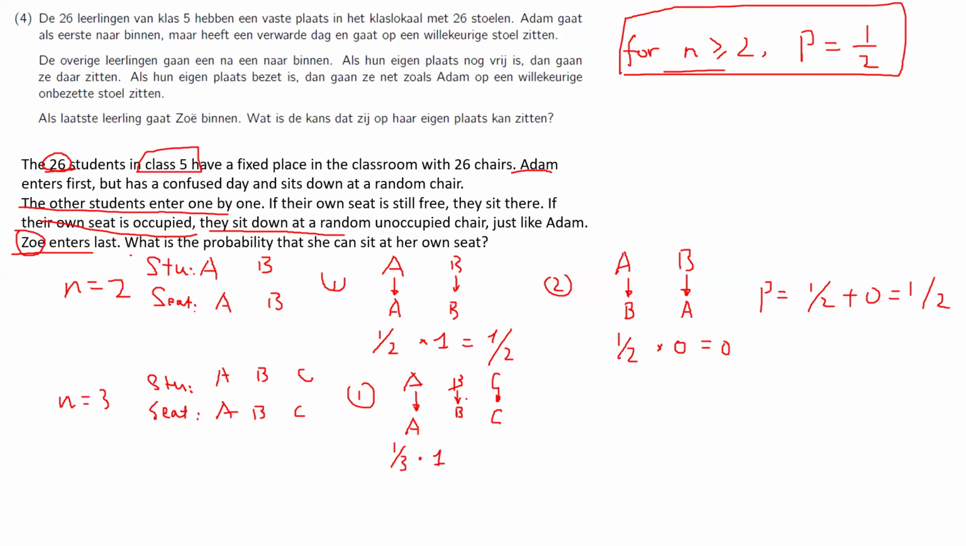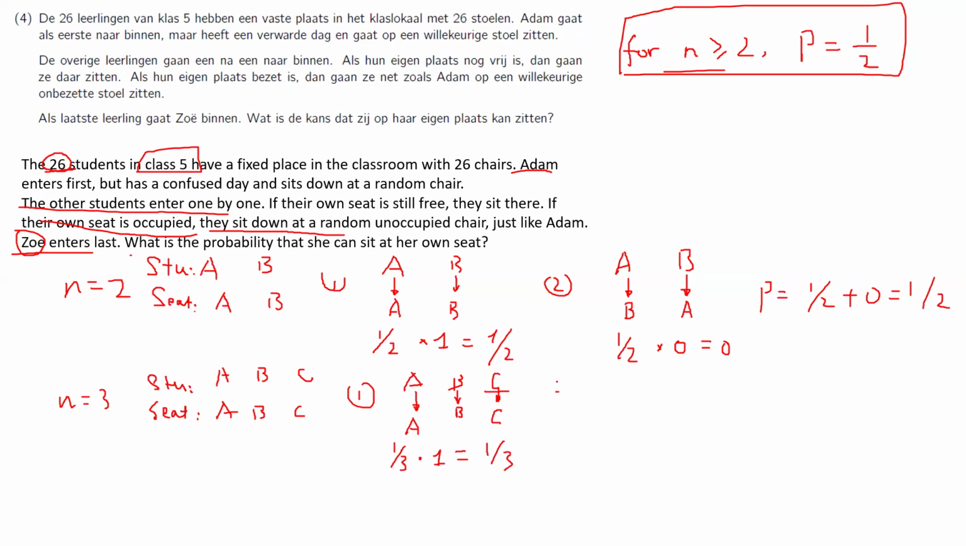Yeah, because according to the rules, everybody will select his own. And for the last student, it's also possible that he or she selects his own. So then we have 1/3.